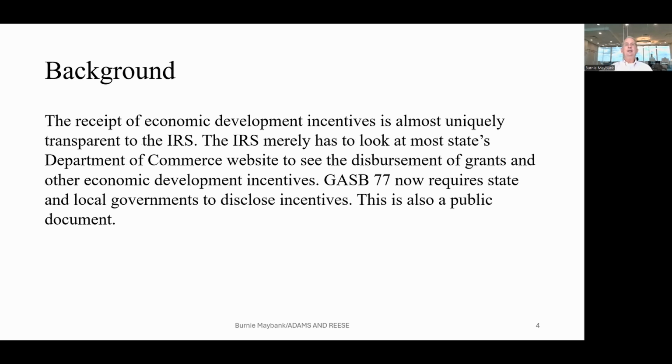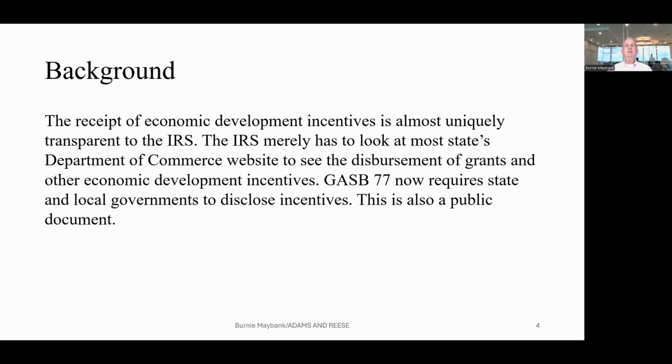So the receipt of economic development incentives is almost uniquely transparent to the IRS. Normally, when the IRS wants to discover where somebody has not been paying taxes on income, they have to work very hard to discover that. They have to send out subpoenas. They have to do desk audits. They have to look hard, and that's why Congress passed a horrible Corporate Transparency Act several years ago, which just went into effect.